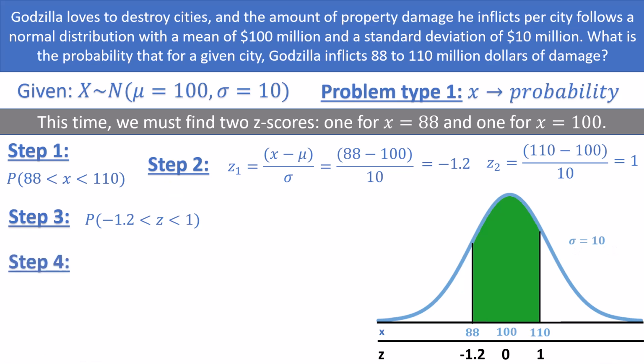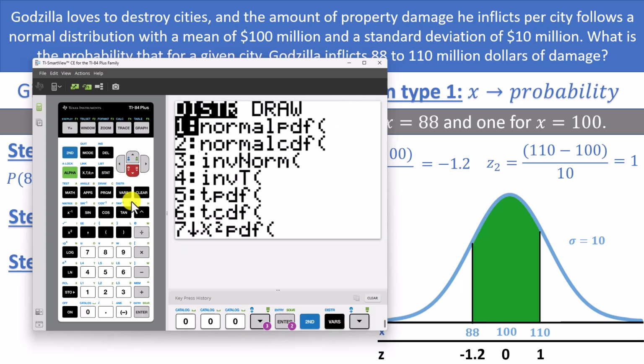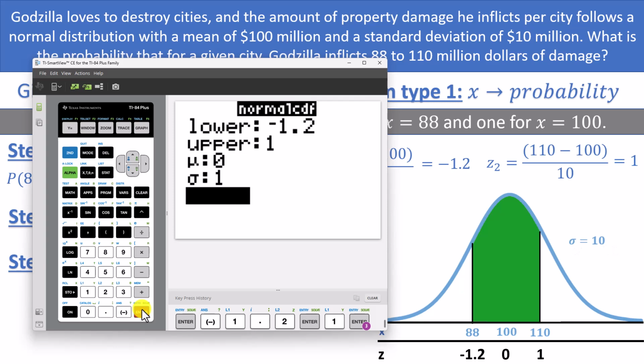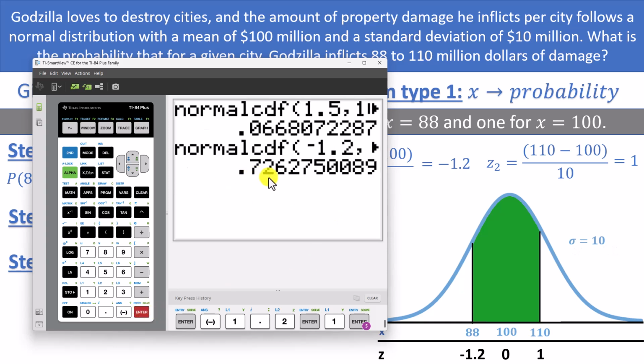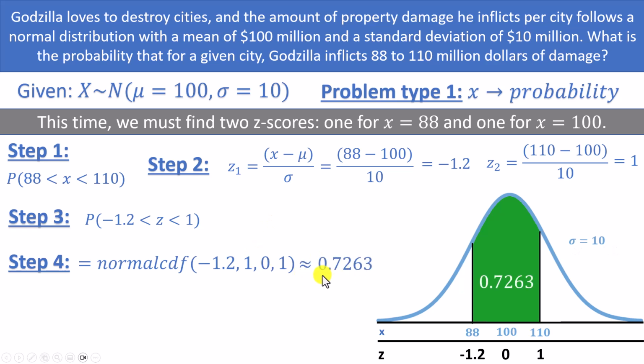So we can go ahead and grab our calculator again, press second distribution, go to option 2 for normal CDF. And in this case, we're going to put in negative 1.2 for our lower bound. That's where the shaded region starts. Make sure you use the negative sign and not the subtraction. So negative 1.2. And then our upper is going to be the 1. And we can go ahead and paste. And we'll get 0.7263 as our answer, which is also the shaded region in the picture.